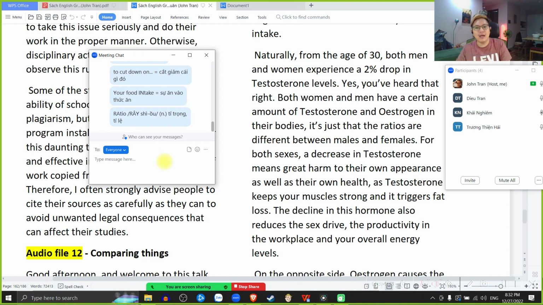Own health. To their own health. Testosterone keeps your muscles strong, and it triggers fat loss. So decline in this hormone. The decline in this hormone also reduces the sex drive. So productivity in the workplace and your overall energy levels. Okay, very good.